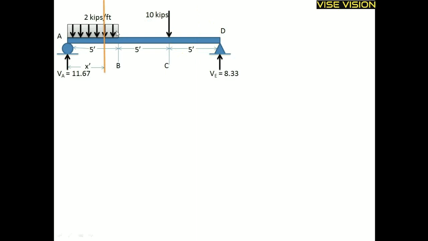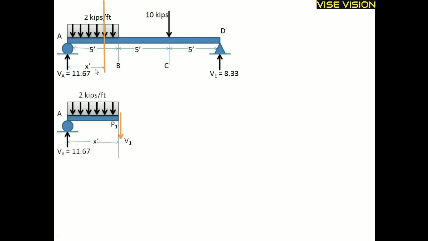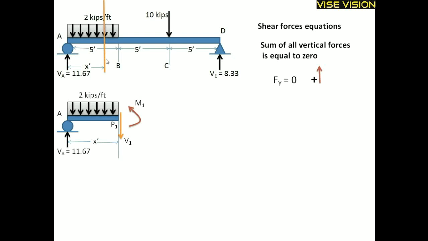First of all, I will make the equation for this region. Cut it from here and take this distance as x. And this is V1, the shearing force acting at this face which we have cut, and this is the moment acting at this face. Shear force equation: sum of all vertical forces equal to 0, and the force acting upward is taken as positive and acting downward taken as negative. V1 is acting downward, so taken as negative.